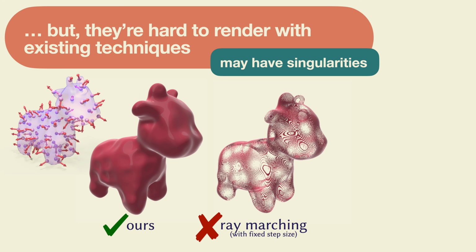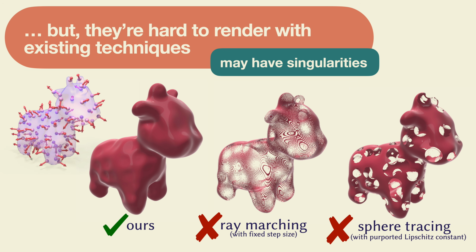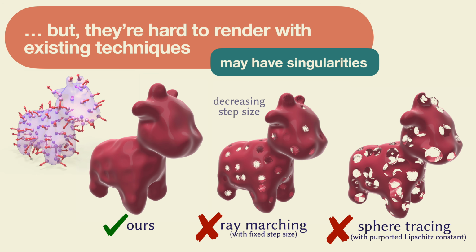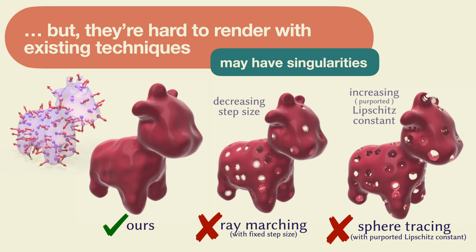And if you try to run a more sophisticated algorithm, like sphere tracing using some purported Lipschitz constant, you get a smoother surface away from those singularities, but you still leave behind big holes in the surface. For those of you familiar with sphere tracing, this is because no valid Lipschitz constant exists around the singularities, so the method's guarantees don't apply. And of course you can try to fix this by decreasing your step size in ray marching, or increasing your purported Lipschitz constant in sphere tracing, and this makes things a little better, but really doesn't fix our problem.